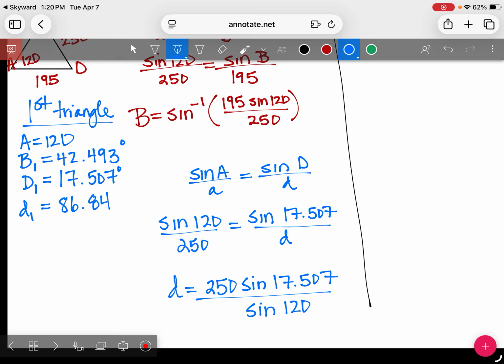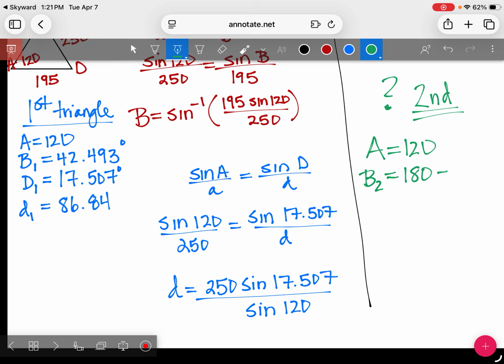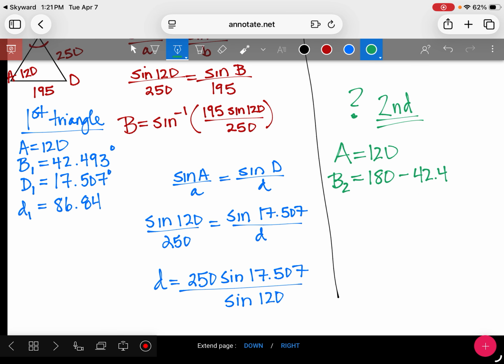Okay. Any questions about the first triangle? We found everything in the first triangle. We know big A, big B, little b, big D, little d. Now let's see if there is a second triangle. I'm going to put a question mark because I don't know. So let's see if it's possible. If there is a second triangle, angle A is still going to be 120. B2 is a linear pair with B1. So that's going to be 180 minus 42.493. Go ahead and type that in your calculator.